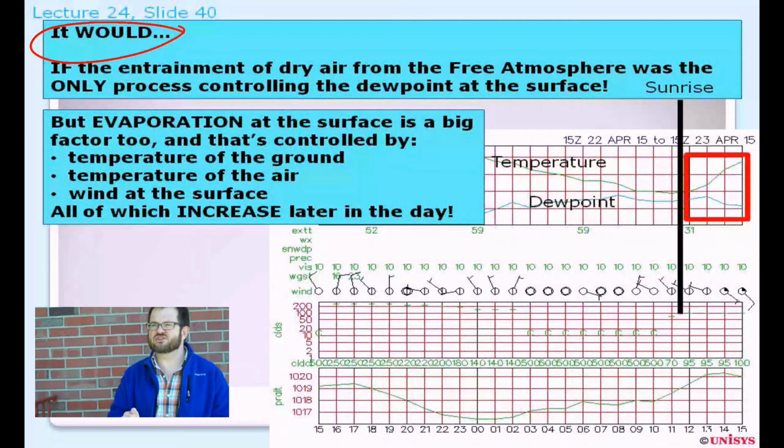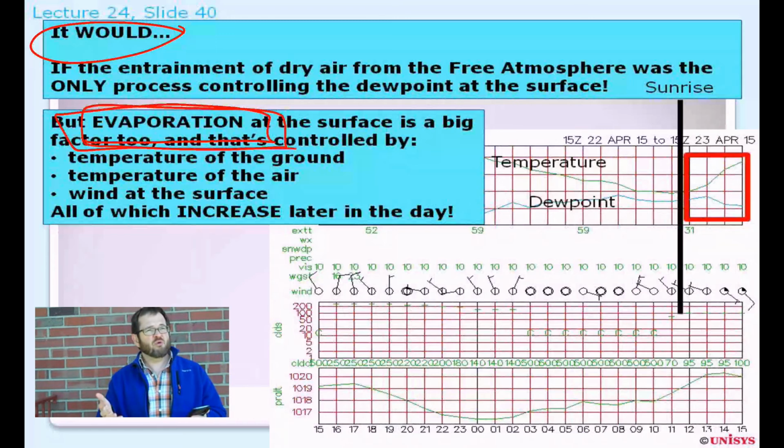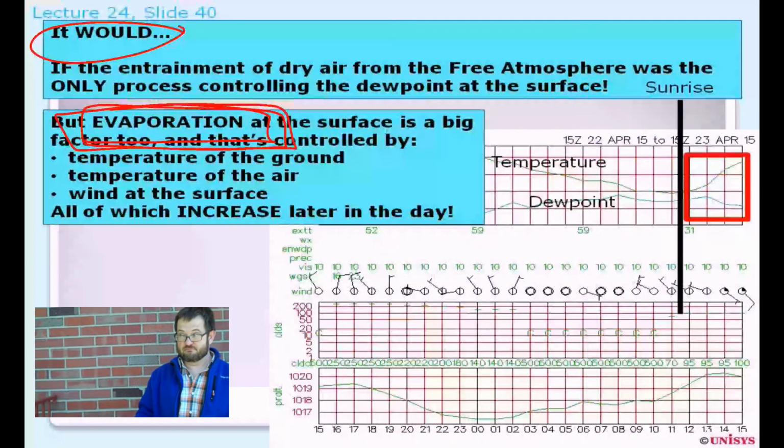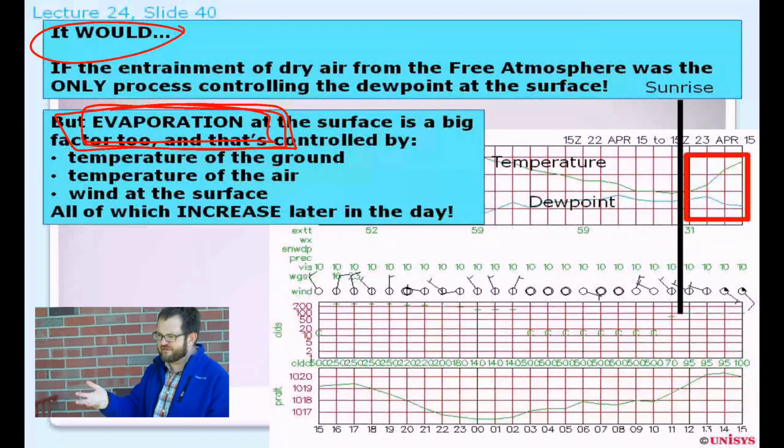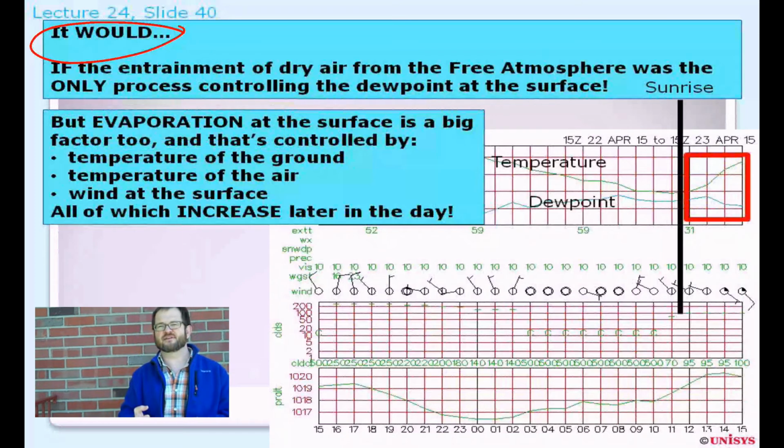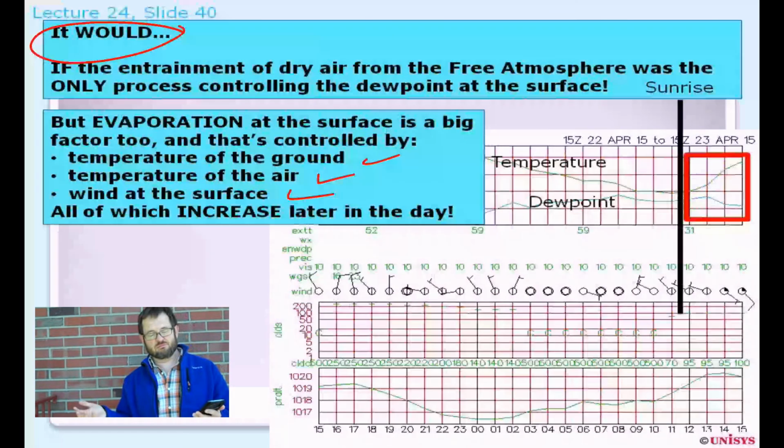But that's not the only process controlling the dew point. Down at the surface of the Earth, where I'm measuring the dew point in this meteogram, the dew point is actually controlled by a number of processes, but principally evaporation. Maybe I should be more accurate, say evapotranspiration, as water is also coming through the leaves of plants. But those processes are primarily controlled by things like the temperature of the ground. The warmer the ground gets, the more evaporation you have. The temperature of the air, the warmer the air gets, the more evaporation you have. The wind speed, well, the windier it gets, the more evaporation you get.